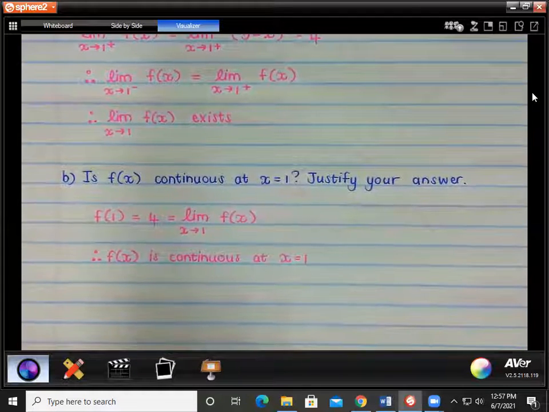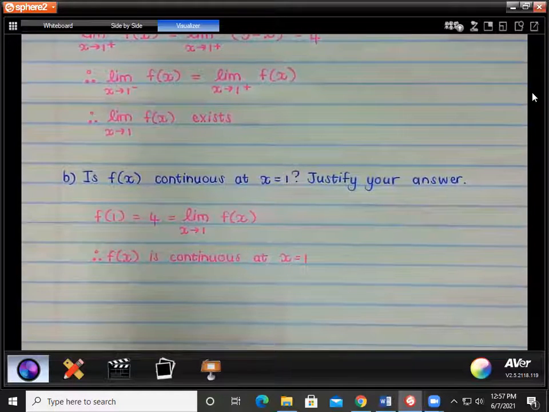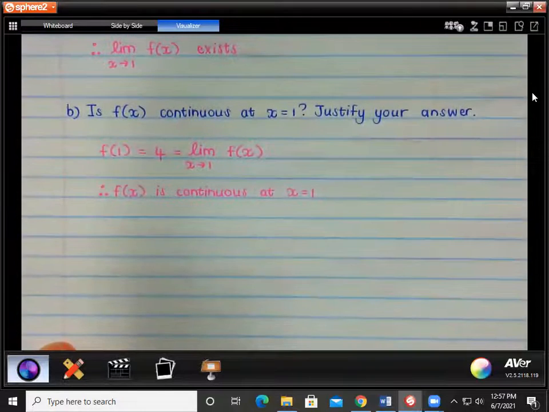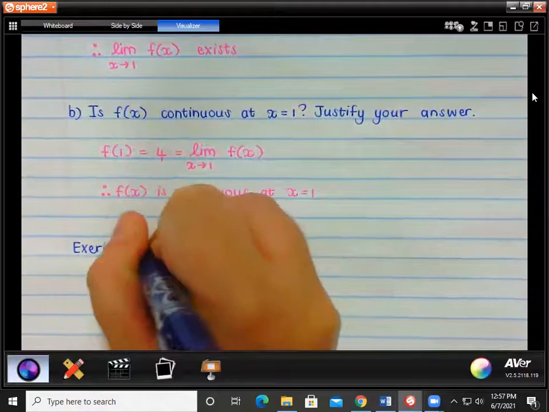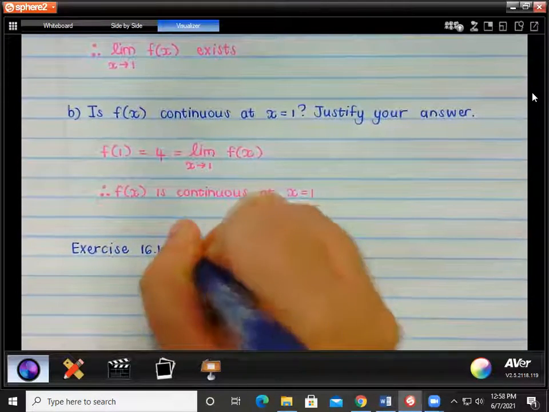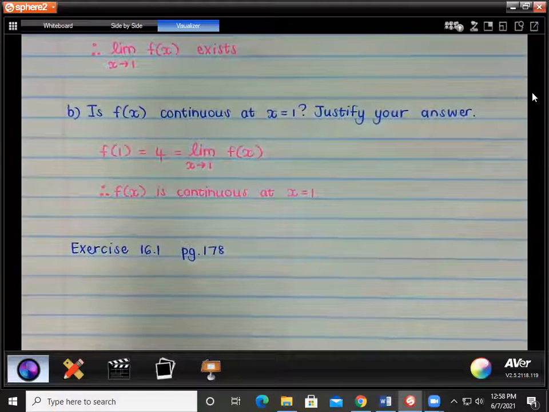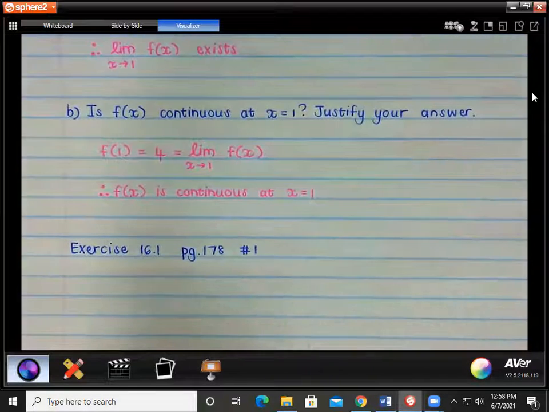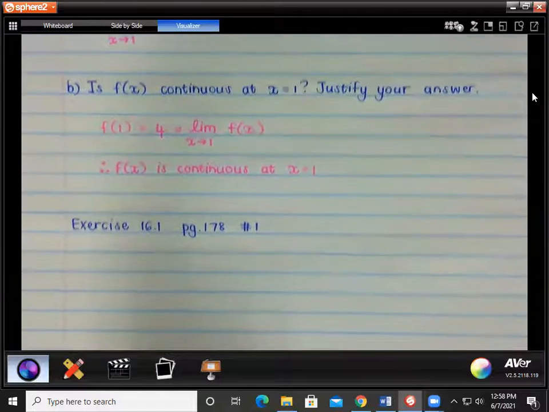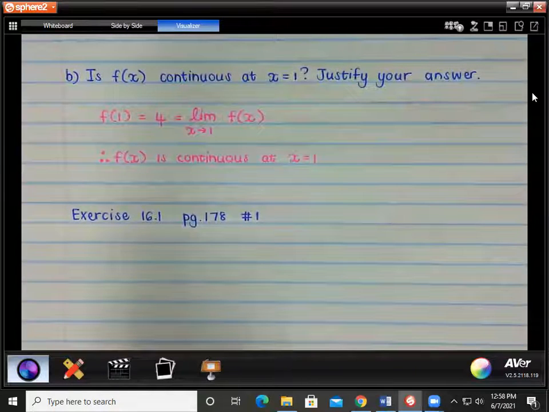Phew. Okay. You are going to have to do some homework for me, please. Exercise 16.1. We're on a different chapter now, guys. Finally, I feel like we've been doing chapter 15 for years. Exercise 16.1, page 178. And I want you just to do number 1. It is exactly what we did just now. Also, does the limit exist? And then is it continuous?